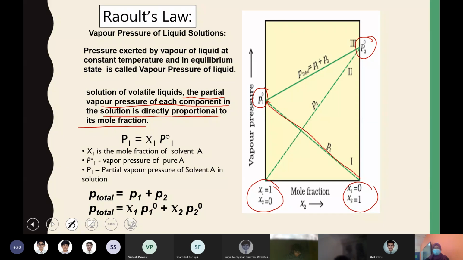Similarly, when the concentration of the second component increases, P2 increases. That means when the mole fraction increases, the partial pressure also increases. It's a direct relation. If concentration decreases, partial pressure decreases. If concentration increases, the partial pressure increases. So it's always a direct relation. That is what is shown in the graph.